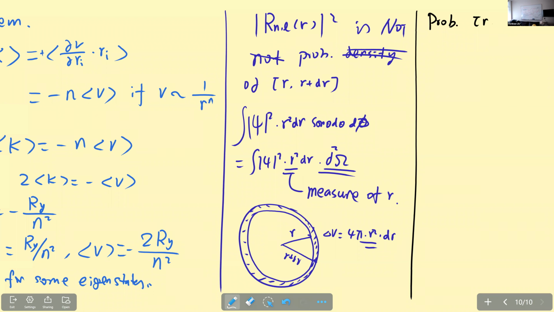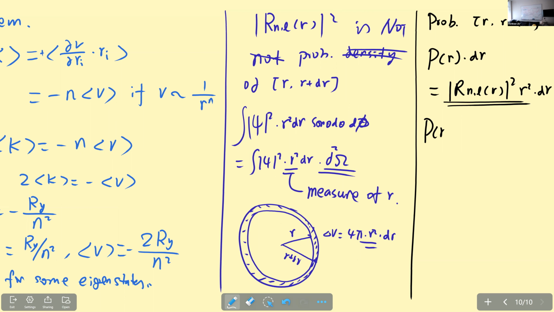So the probability between r and r plus dr is given by P(r) dr, that equals R_nl modulus squared, and this one is a real function of course, times r squared dr. So we actually have this one to be P(r). Okay, so that is one small thing we need to make sure.